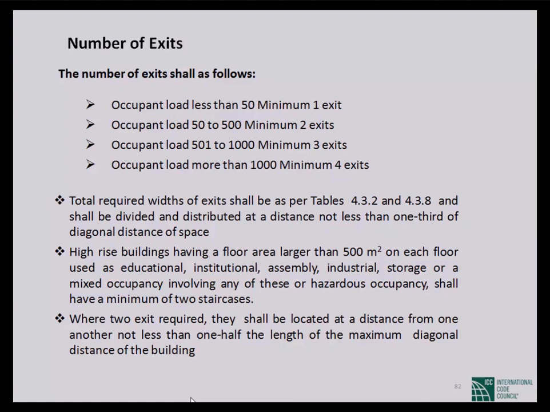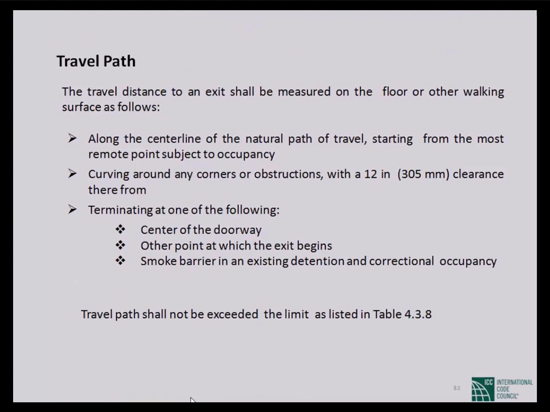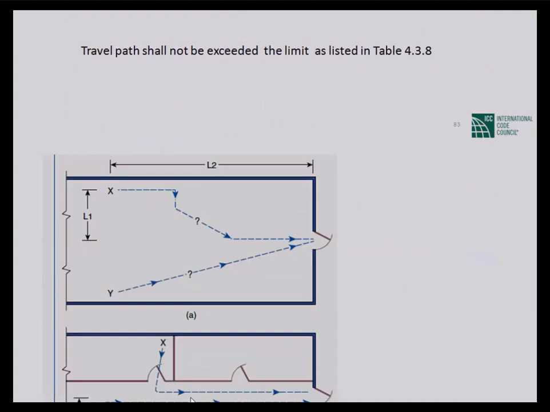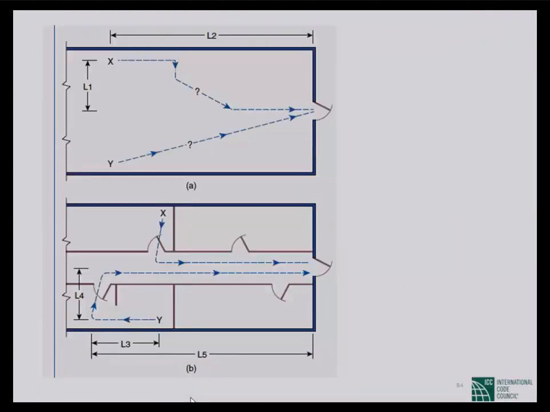You see the number of exits you have for the building. This 1, 2, 3, 4, which I have already called travel path. For travel path, you see this figure, how you calculate the travel path distance. Normally, by distance we mean only the perpendicular distance, but travel path is not a particular distance. In NFPA, it is termed travel distance. For BNBC, we use two words, one is travel distance, another travel path.